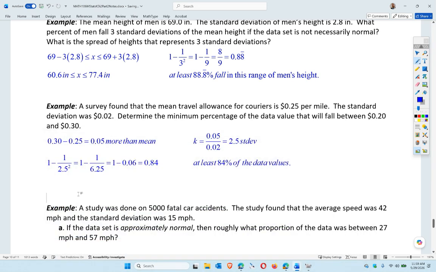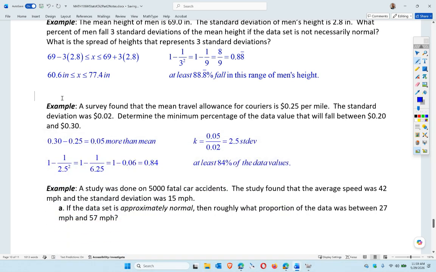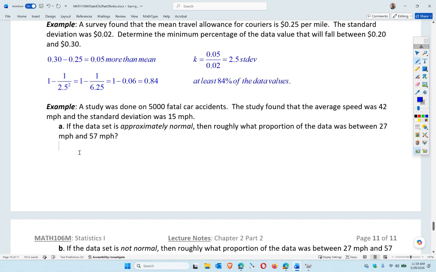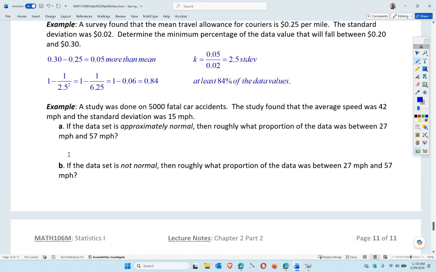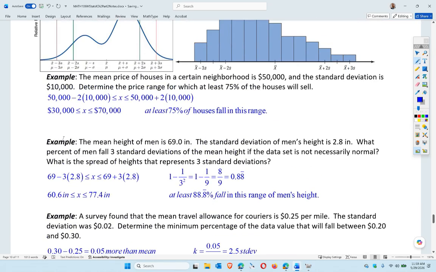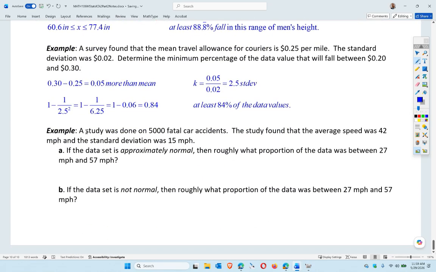Okay, so let's sum it up, basically. I have a little problem down here. Alright, so this one is saying normal, this one is saying not normal, so this uses the empirical rule, this uses the Chebyshev rule, right? So if the data is approximately normal, then roughly what proportion of the data is between 27 and 57 miles per hour, if the average speed is 42 and the deviation is 15, essentially, right?